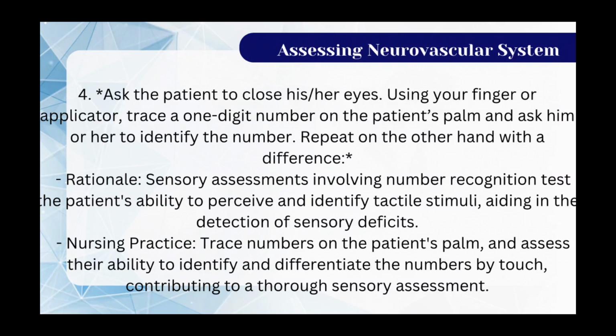Nursing practice: assess the patient's ability to recognize and distinguish objects by touch, promoting a comprehensive sensory evaluation. 4. Ask the patient to close his or her eyes. Using your finger or applicator, trace a one-digit number on the patient's palm and ask him or her to identify the number. Repeat on the other hand with a different number. Rationale: sensory assessments involving number recognition test the patient's ability to perceive and identify tactile stimuli, aiding in the detection of sensory deficits. Nursing practice: trace numbers on the patient's palm and assess their ability to identify and differentiate the numbers by touch, contributing to a thorough sensory assessment.